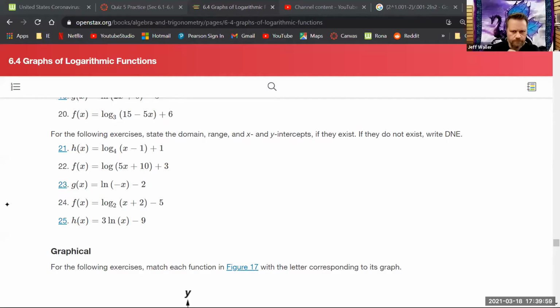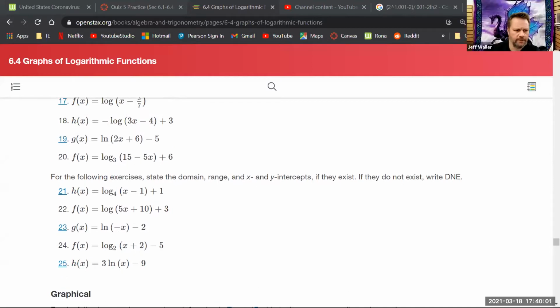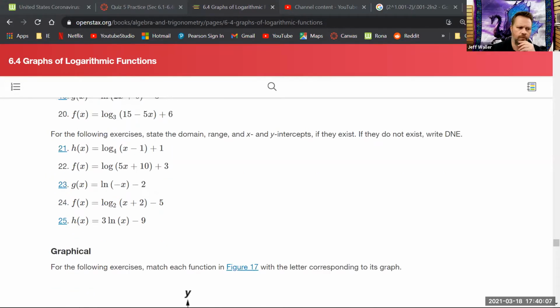So there's this little section in the homework. Tell me, does the way that you find X and Y intercepts depend on the function itself? No. How do I find the X intercept? Set Y equal to 0. And how do I find the Y intercept? X equal to 0.